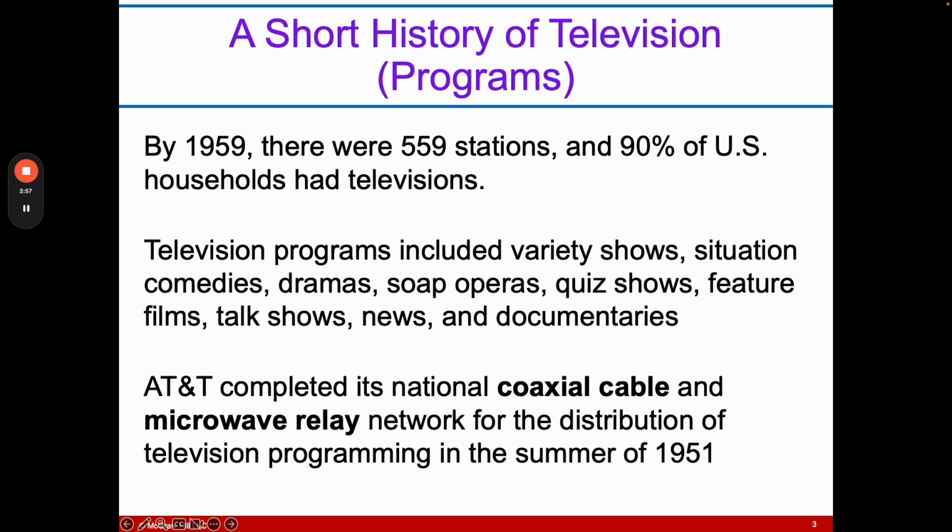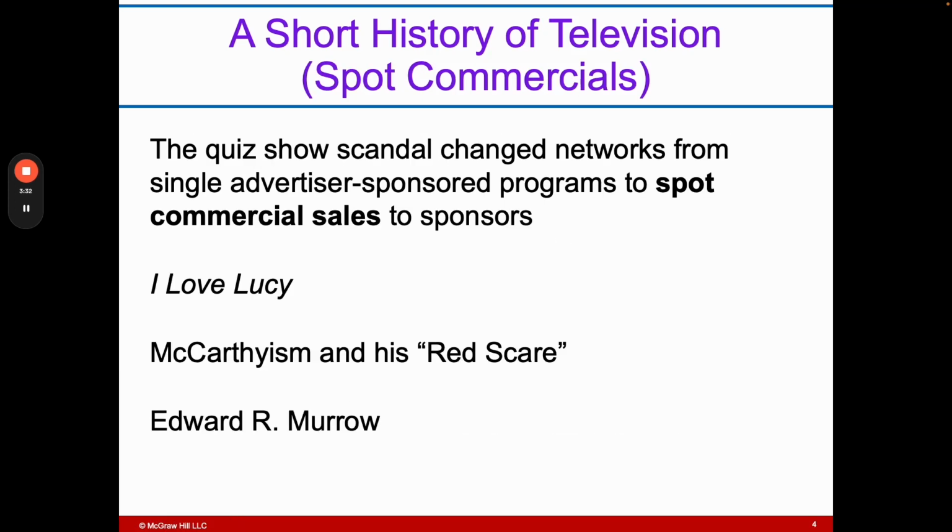By 1959, we see there are more than 550 stations, and 90% of all U.S. households had televisions. And you can see here some of the different programming that there was at the time. And one of the biggest companies to bring televisions into people's homes, right, with coax cable and microwave relay network was AT&T, who was able to make that happen. RCA was a big company that worked to help make those early televisions, and AT&T worked to bring them into people's homes.